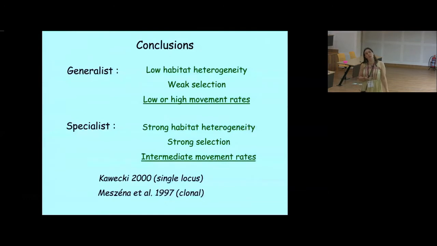So the conclusion of this work was that you expect a species with a broad niche and a generalist habit to evolve when you've got low habitat heterogeneity, weak selection, and either very low or very high migration rates. And you expect a species with a narrow niche to evolve when you've got strong habitat heterogeneity, strong selection, and intermediate movement rates. Those conclusions were reached by others with different assumptions, like assuming a single locus under selection, or, in one paper, using adaptive dynamics and clonal reproduction.